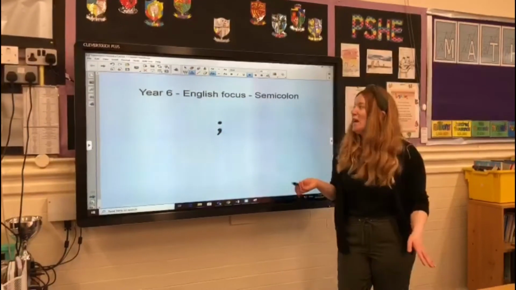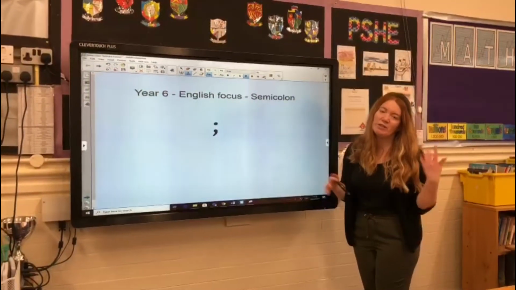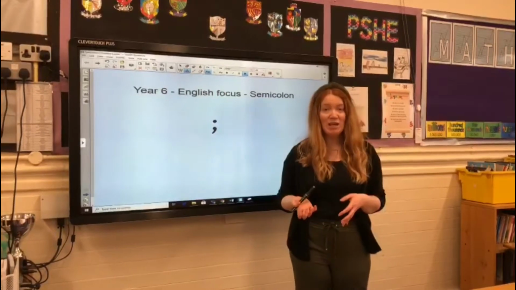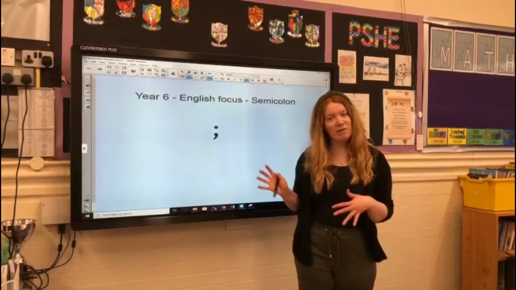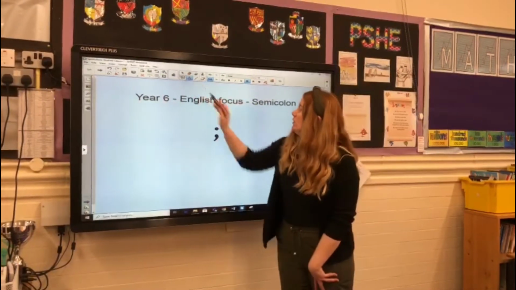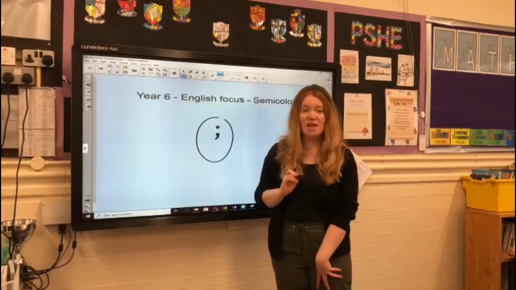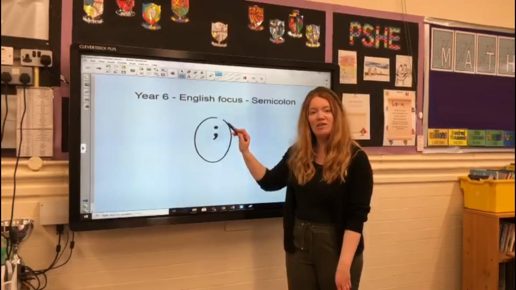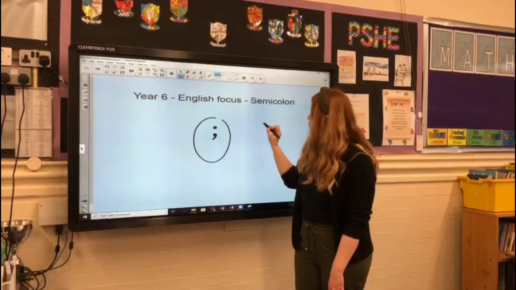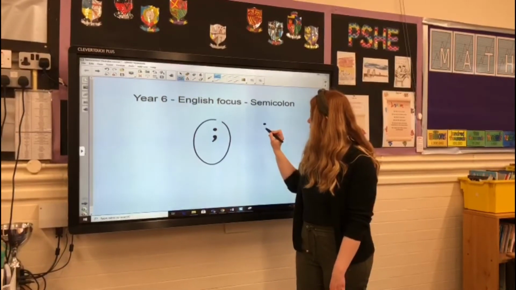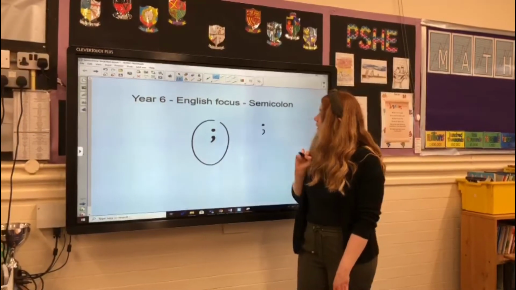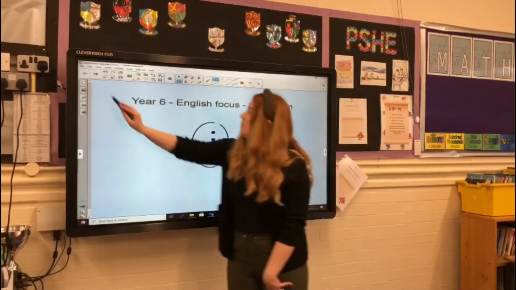Basics, we are looking at semicolons today because we're hoping that you're going to use them within your writing. They are quite tricky. We're going to have some examples. The semicolon looks like this. So you've got a full stop and underneath it is a comma. So you draw it, it's a full stop and then a comma, okay?